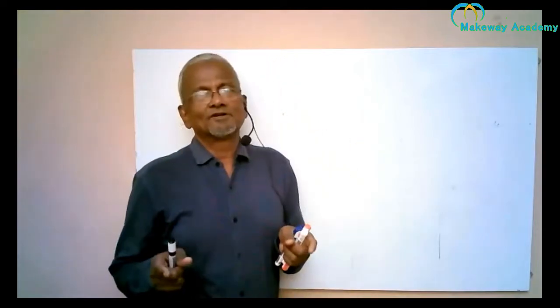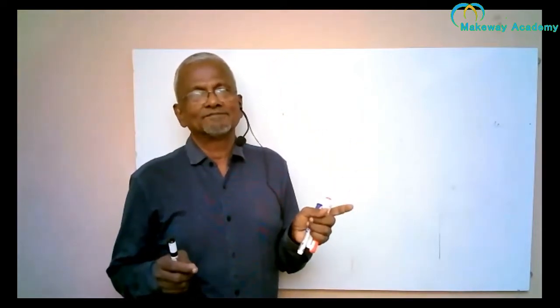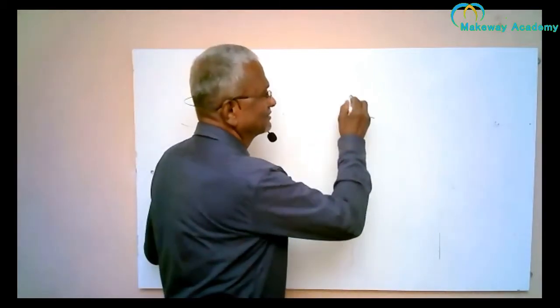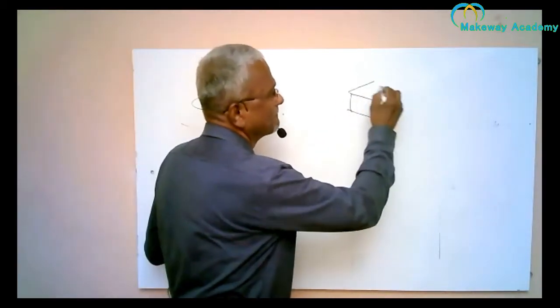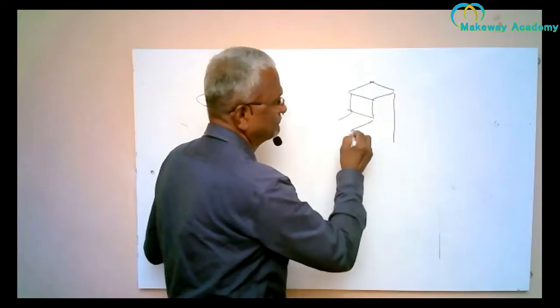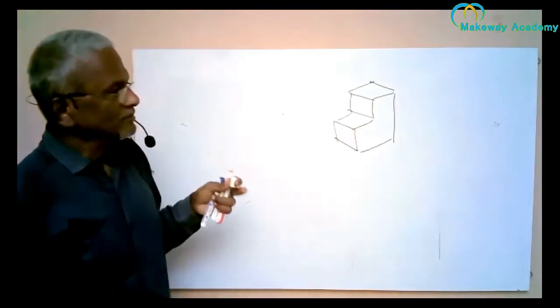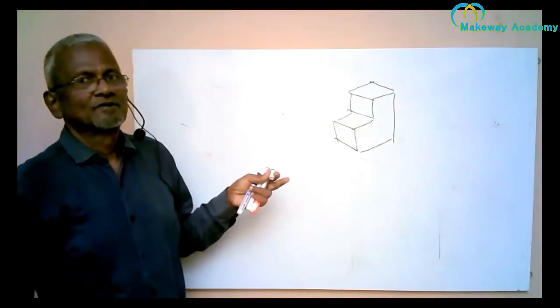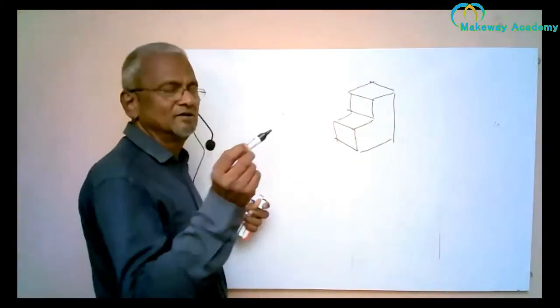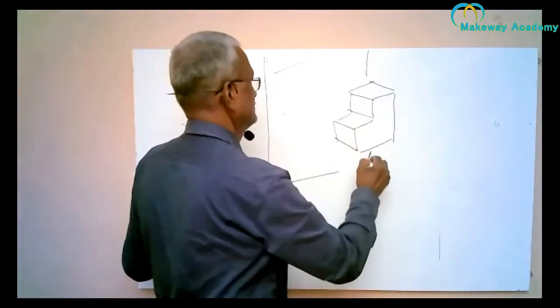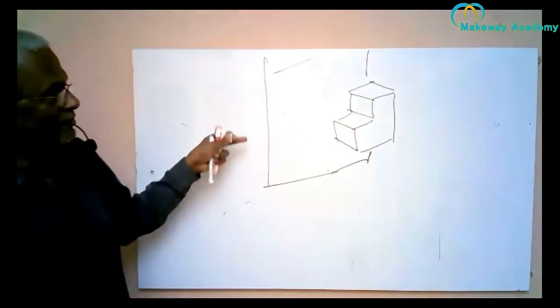So for a three-dimensional object, one plane is not enough. I'll tell you why. So this is a three-dimensional object, a very simple object. So how do I get the projection? By drawing projectors. And I need also planes. So I use a plane. So they have kept a vertical plane behind the object.